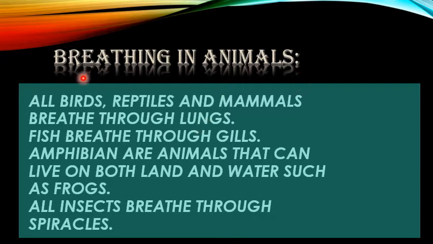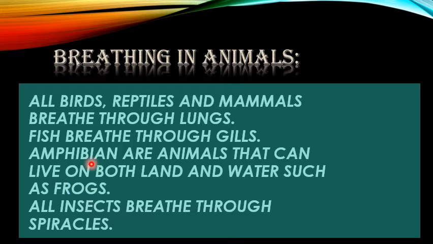So students, if we talk about breathing in animals, we know that all animals breathe. If we talk about land animals like birds, reptiles, and mammals, they breathe or respire through their lungs. Fish or water animals breathe through their gills. Lungs and gills are pouch-like or bag-like structures which are full of small tubes called blood vessels. Remember?